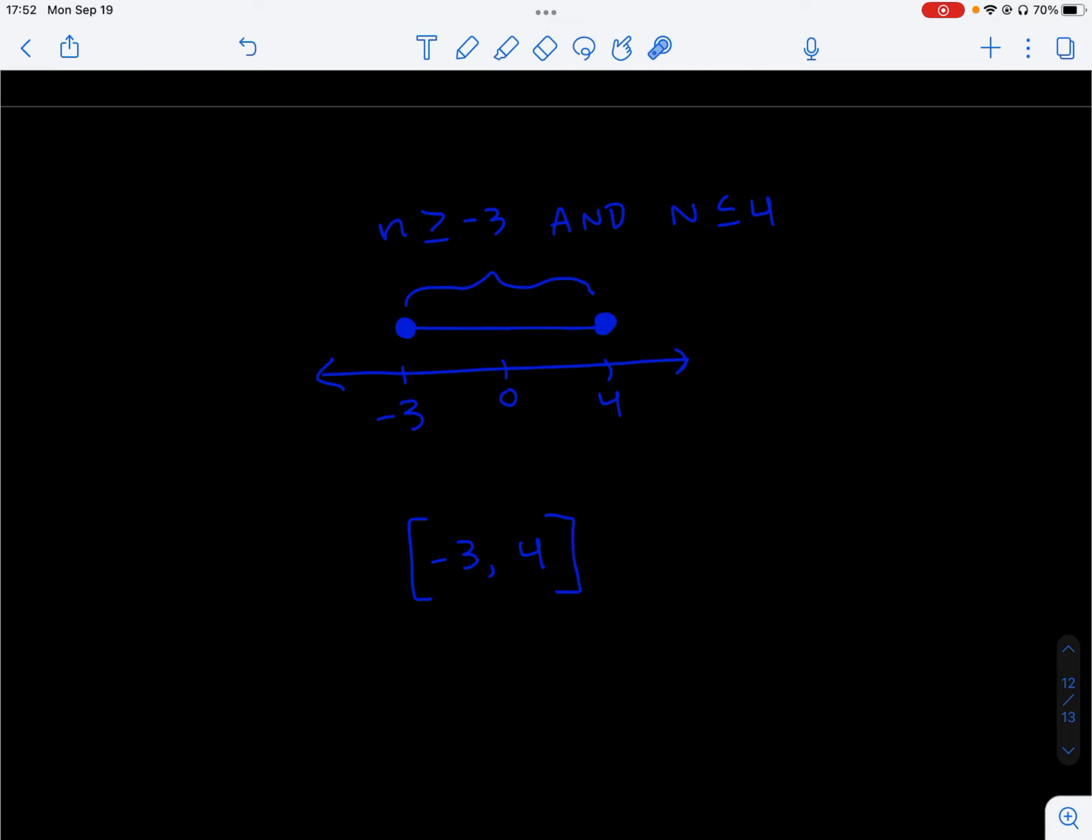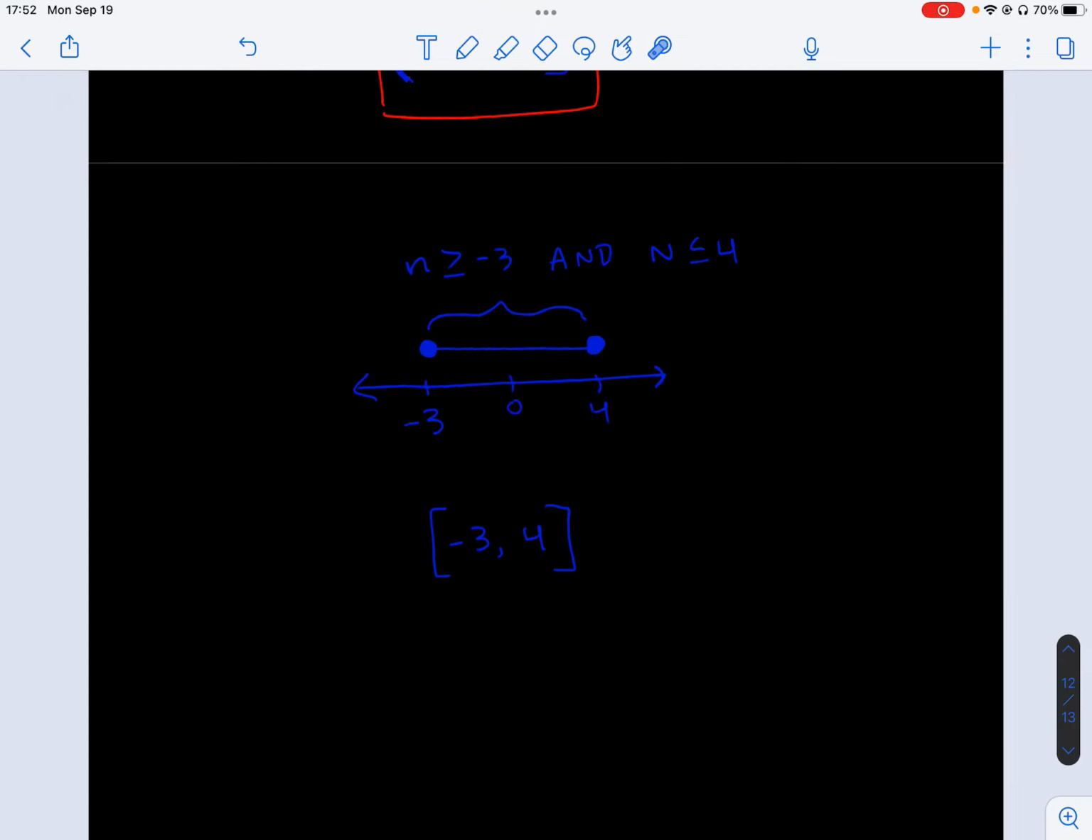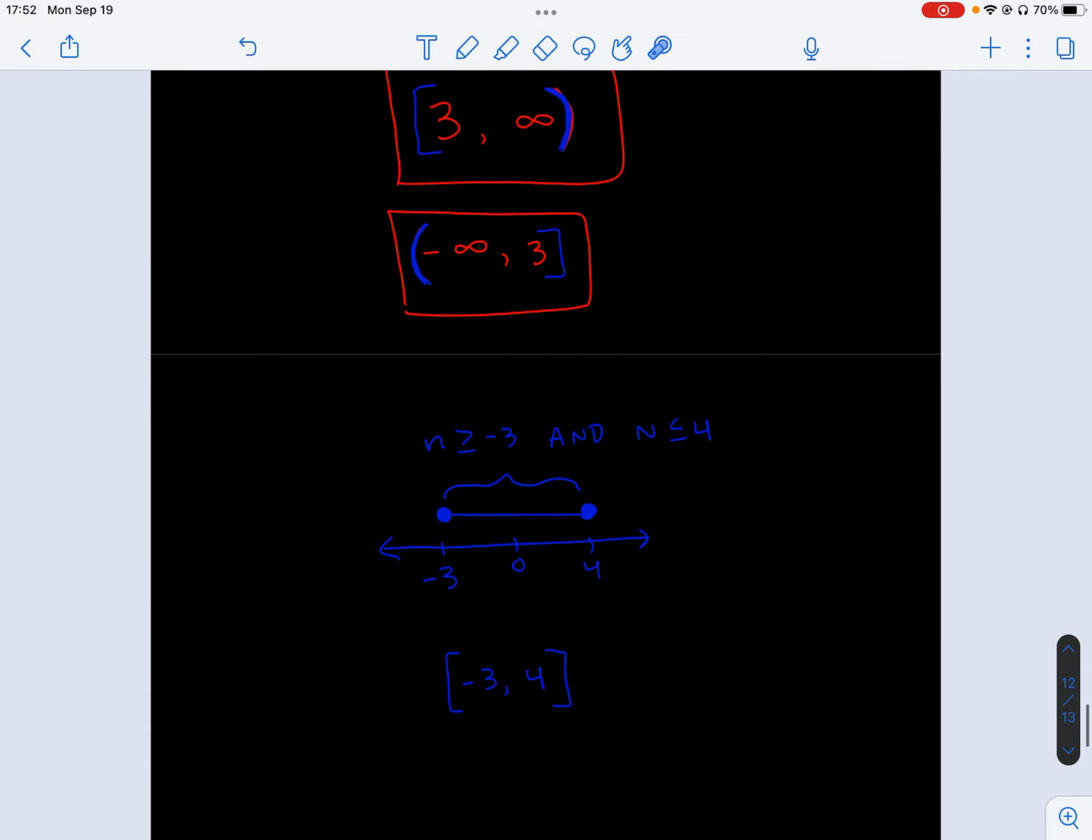And so we read this from left to right, like we would read our graph from left to right, -3 to 4.